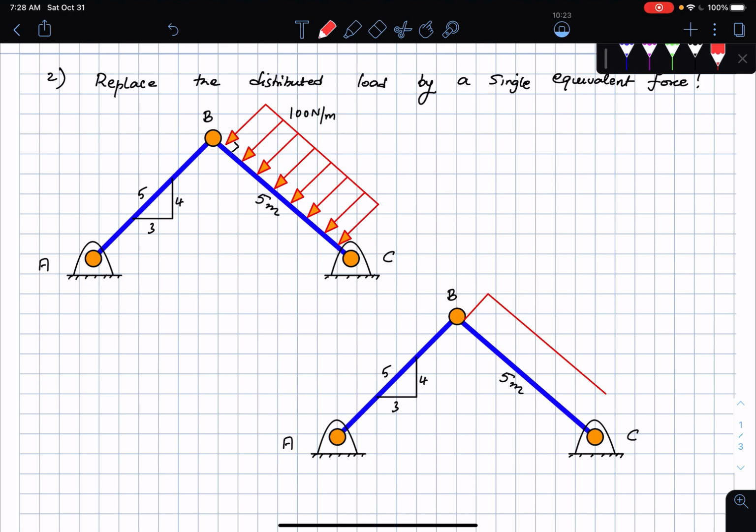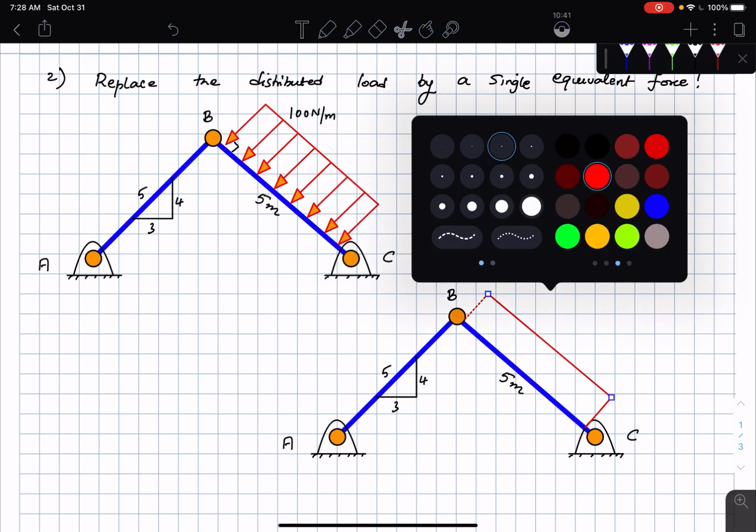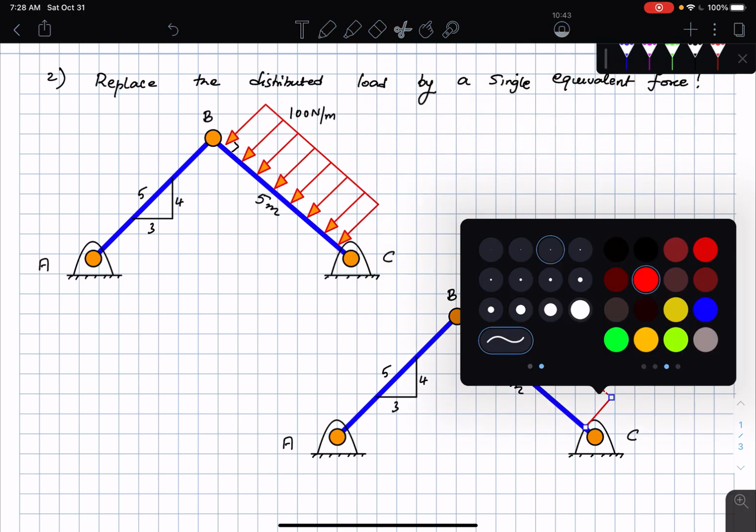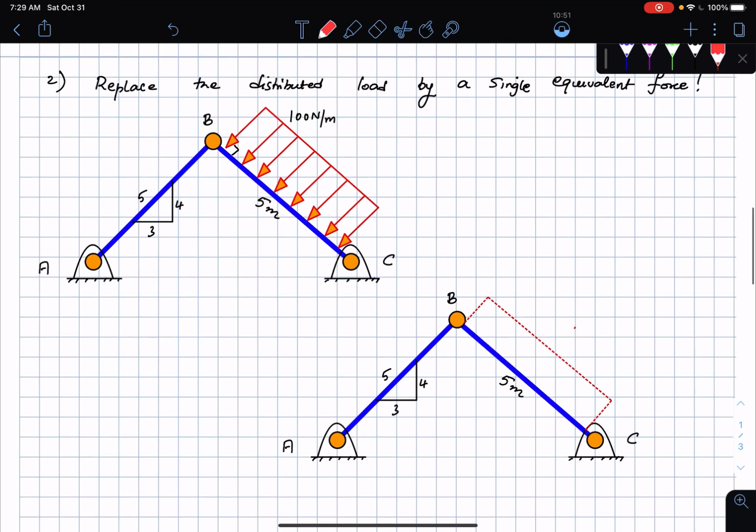Let me complete this here. It's acting on the entire bar, so that's something that you want to keep a note of. It's not acting only at some portions of the bar. I'm just going to make these dotted lines so that we know there was a distributed load here, but I have replaced it by this single equivalent force. I'm going to call that force F suffix R.